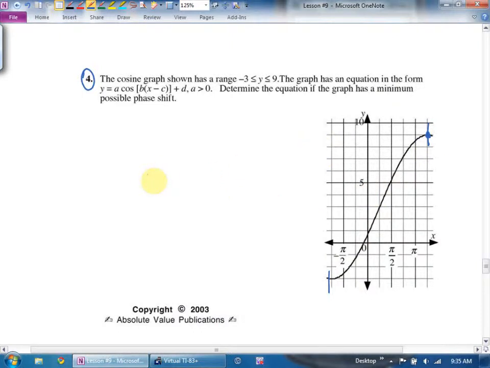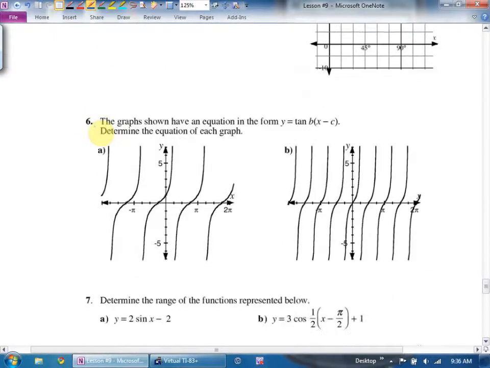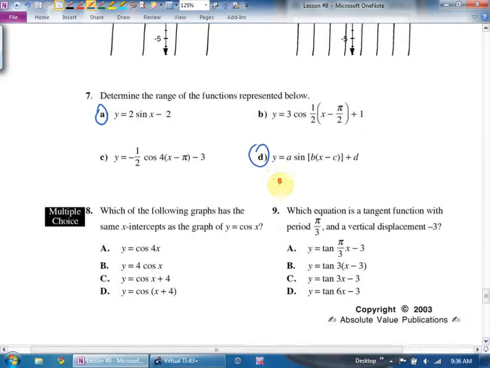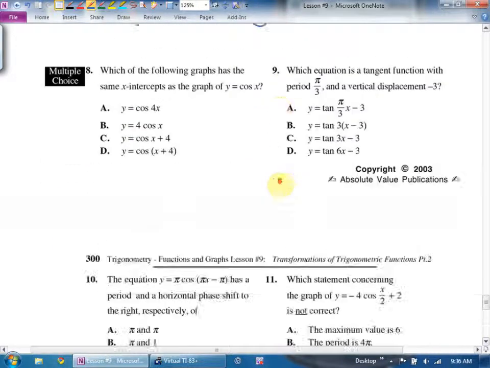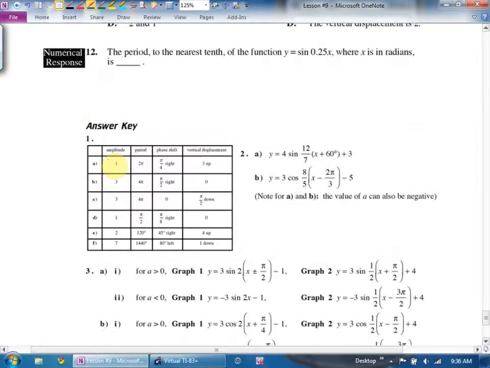Five is good. Which graph haven't I talked about? Ugly cousin. I'm going to assign six with the expectation I'll probably have to talk about it, but see if you can get it, okay? Remember what I taught you about tangent. Seven, I'm going to say, how about A and D? Eight and nine, no. Ten. Okay. There you go. Graphing trig functions.